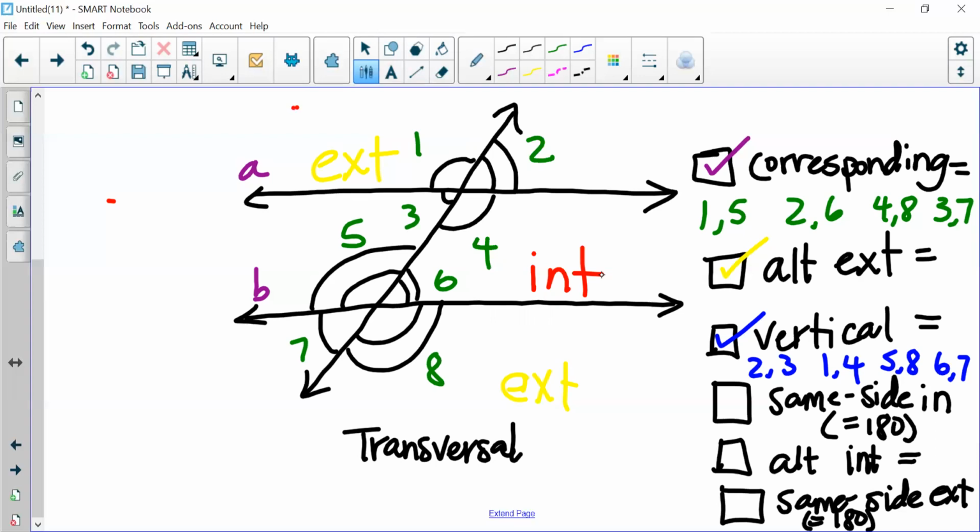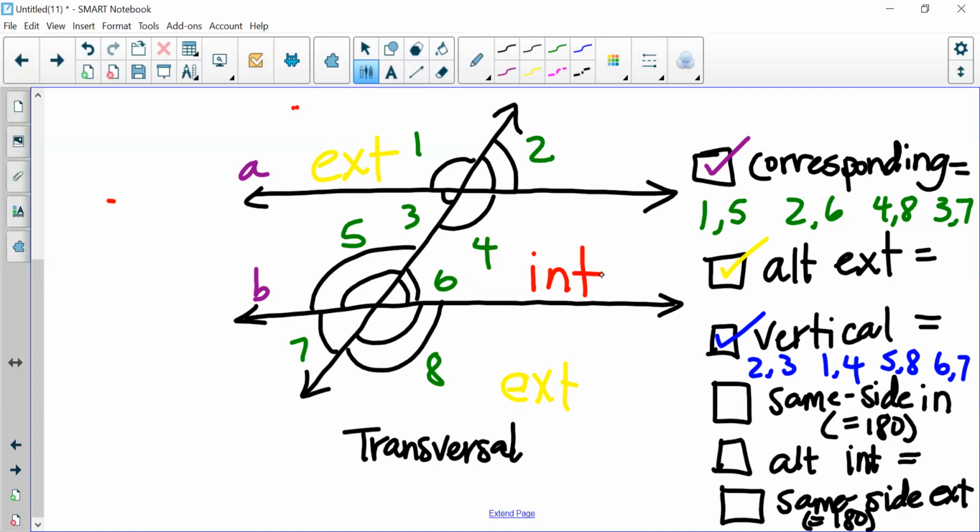Y'all don't guess. What angle is alternate exterior to angle 1? Hey, wait, go back. Let me go back real quick. Y'all remember, alternate means they're on opposite sides of the transversal, and exterior means it's outside your parallel lines. So my question was, what angle is alternate exterior to angle 1?